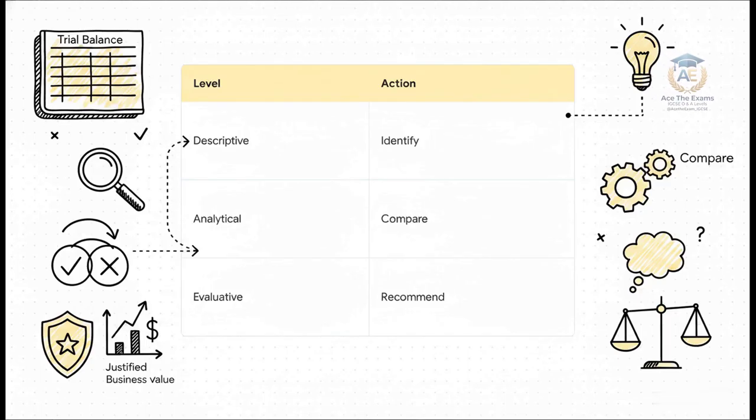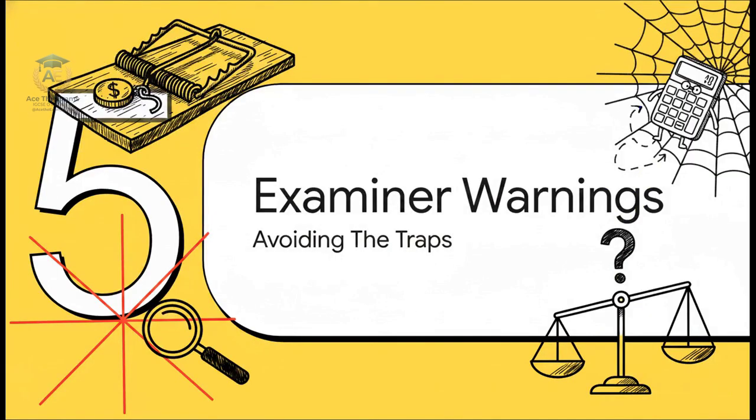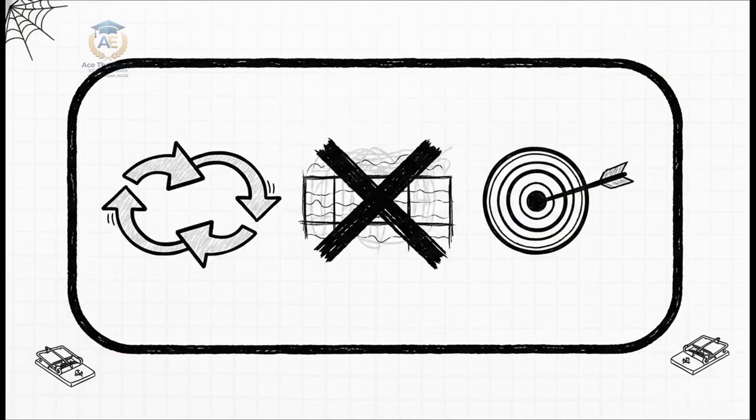You have to tell the examiner how reliable the trial balance actually is for the business owners, based on your analysis. Finally, Section 5, the climax of our playbook, the top 3 examiner warnings and how to actively avoid these traps. These are the exact traps set by examiners, the top 3 ways students throw away marks year after year.